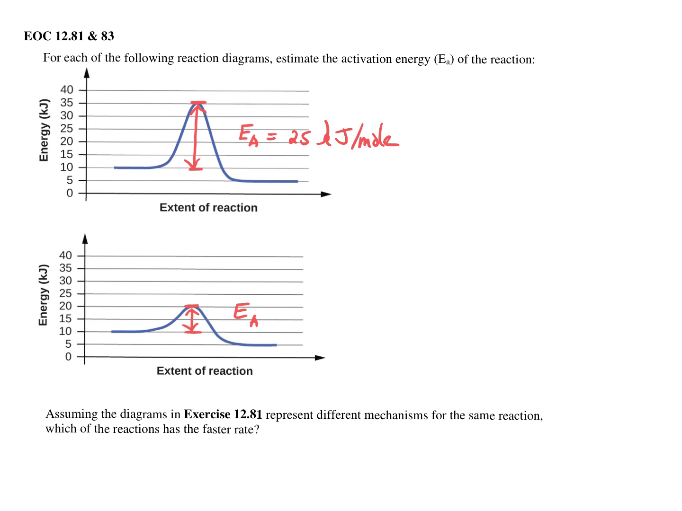And for the second, we're going from 10 up to 20, so our activation energy is about 10 kilojoules per mole in the forward direction. So the faster of the two is going to have the lower activation energy, so it's going to be the second reaction here.